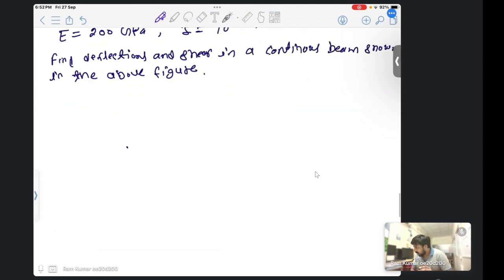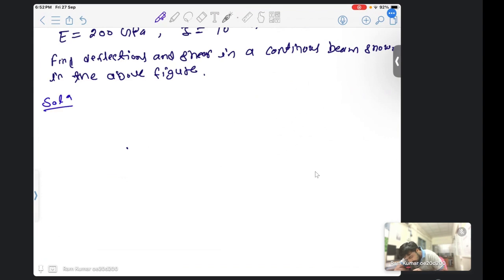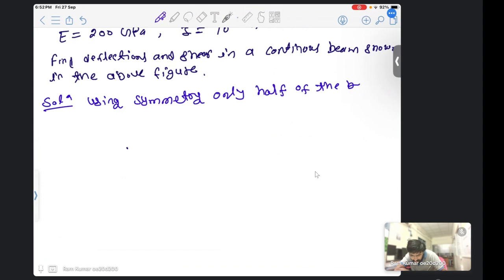Let's see. Then using symmetry, only half of the beam can be modeled.